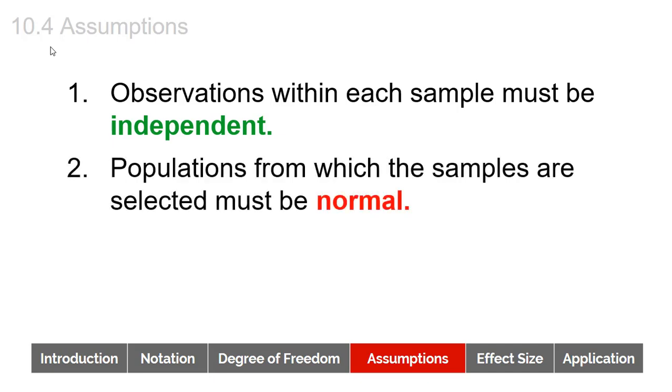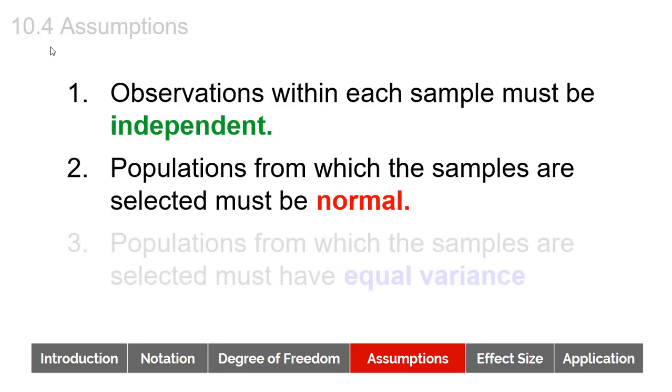And populations from which the samples are selected must be normal. We've talked about that too. We've also talked about how with sample size, we can not worry so much about this. If we have a sample size over 30, the distribution approximates a normal distribution.